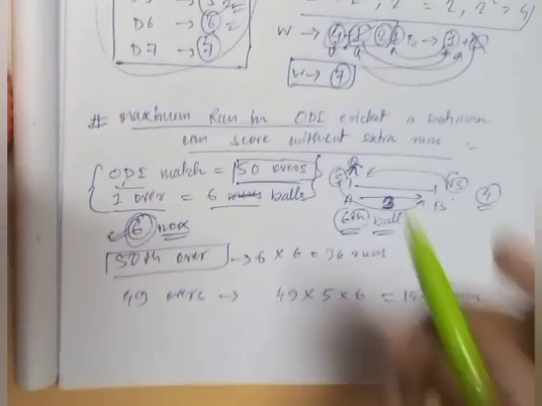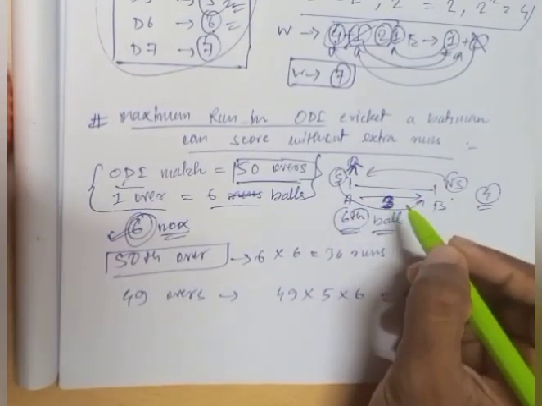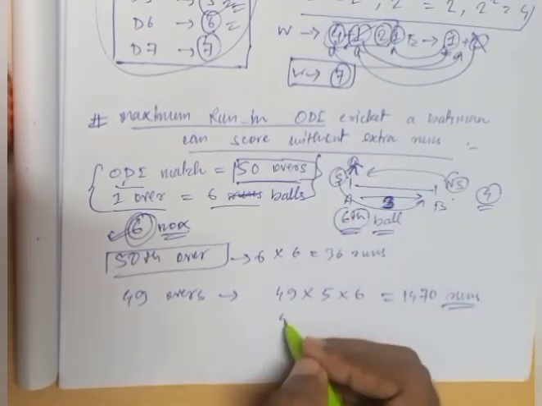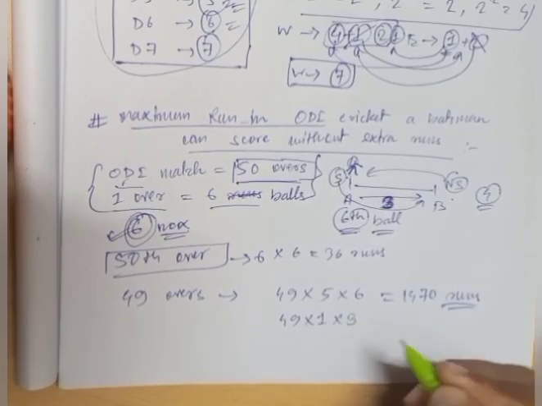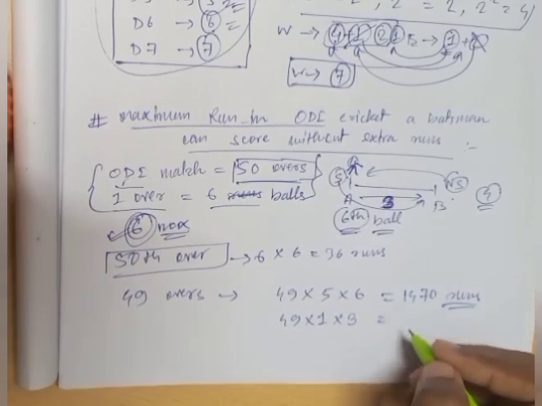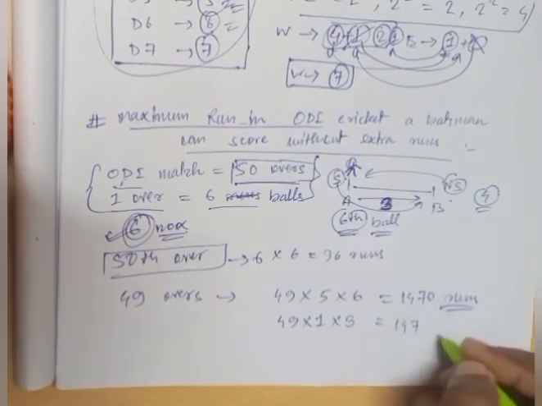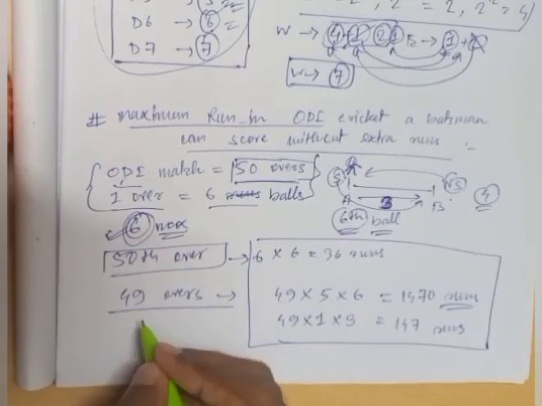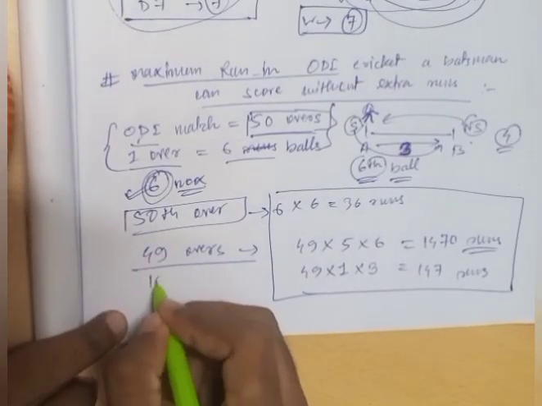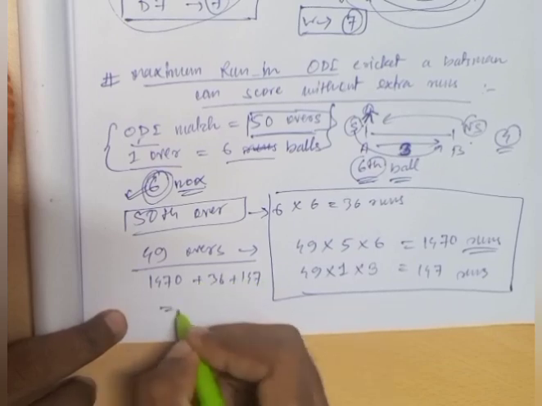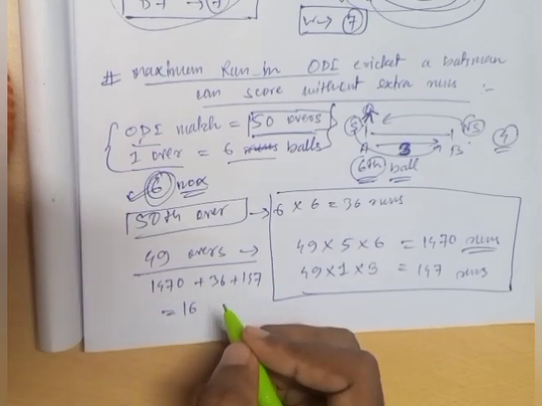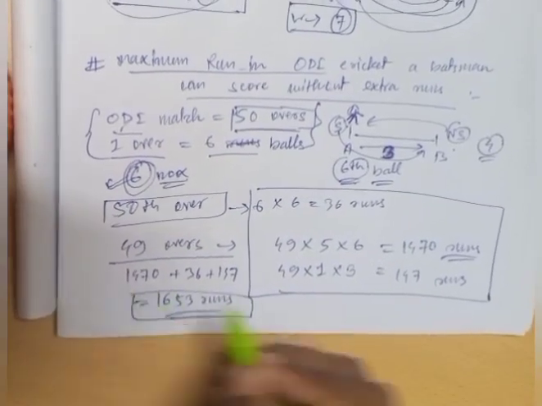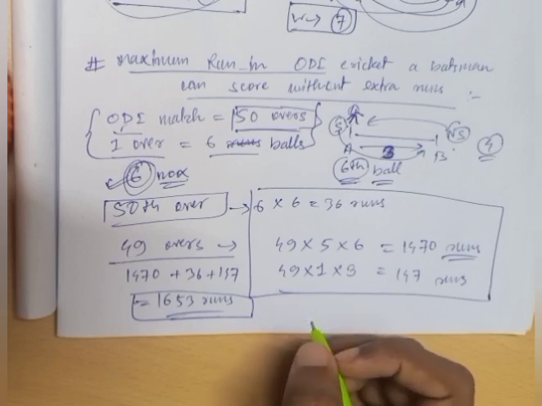We are not considering any extra runs. So to rotate the strike and go to the non-striker's end at the end of the over, he runs 3 runs. So for 49 overs, at the last ball, he scores 3 runs, which is a total of 147 runs. At the end, we have to sum up all the runs. After all 50 overs, he will score 1470 plus 36 plus 147, which is a total of 1653 runs. This is the total a batsman can score in a 50 over cricket match without any extra runs.